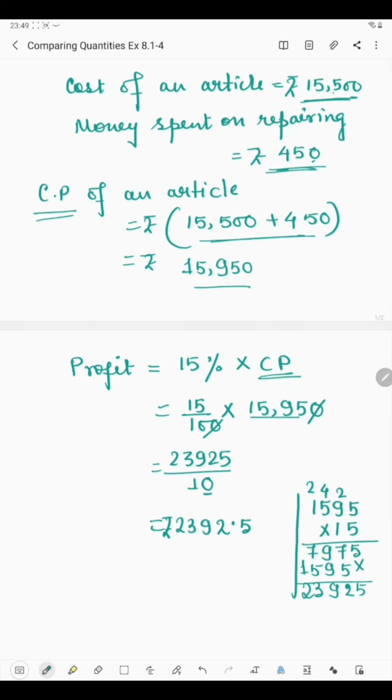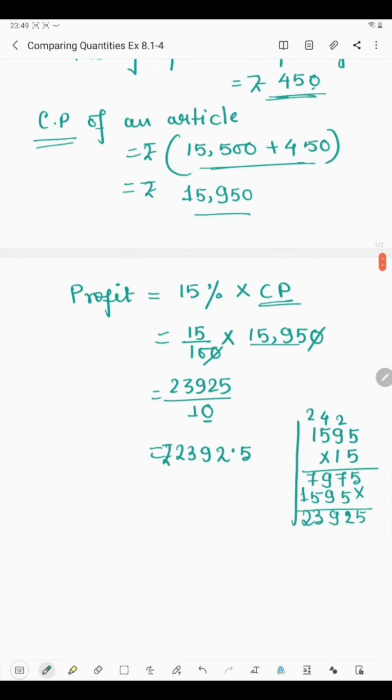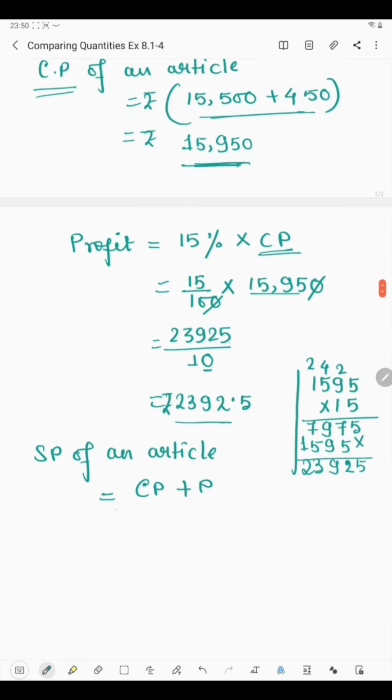Okay. Now we will have to find the selling price. So what will be the selling price of the article? So selling price of an article is, this is the cost price, and with the cost price, if you add the profit, then you will get selling price. That means CP plus profit is the selling price. If you add the cost price with the profit, then you get the selling price.